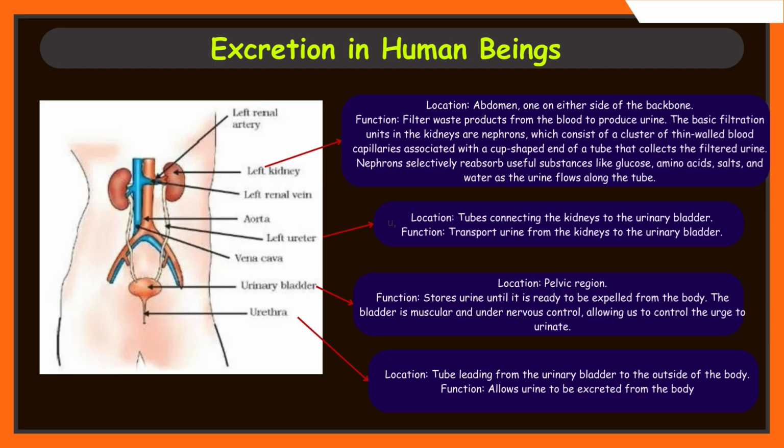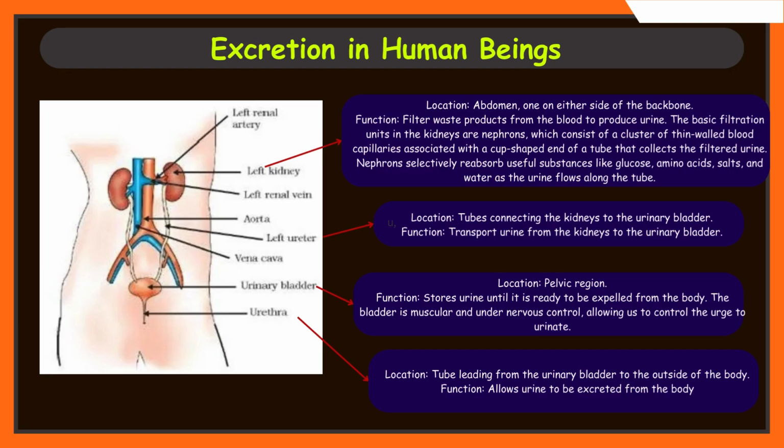Excretion is the vital biological process through which the human body eliminates harmful metabolic wastes and maintains homeostasis. The primary excretory system in humans consists of a pair of kidneys, ureters, a urinary bladder, and a urethra working together to filter blood and remove toxic substances.